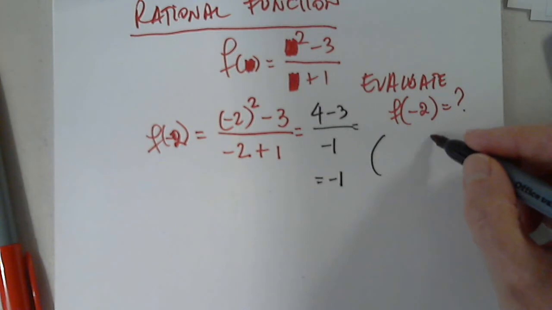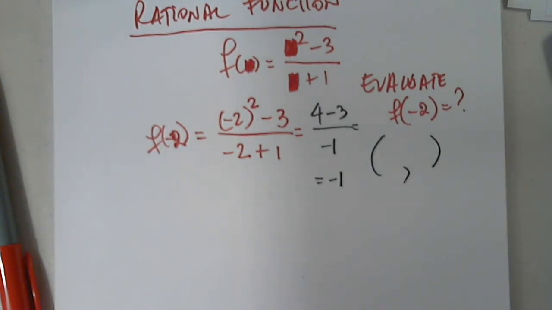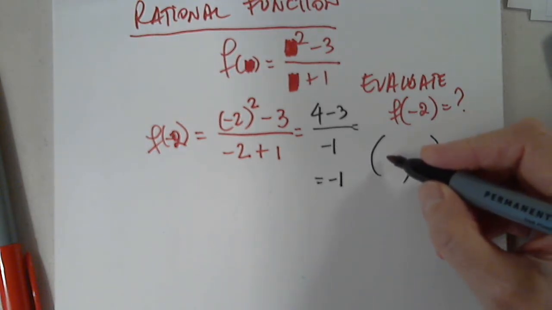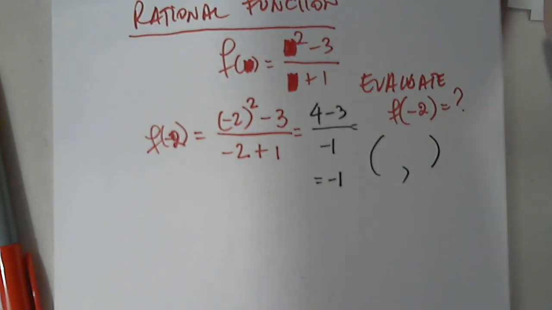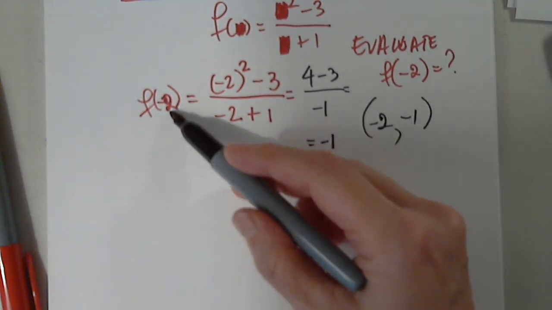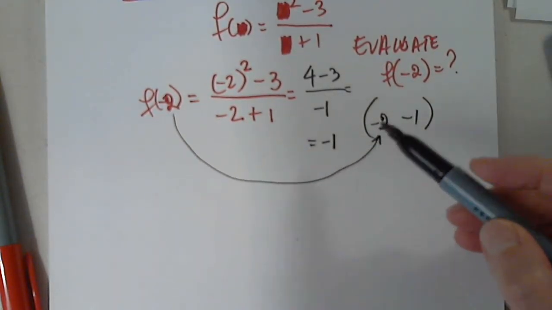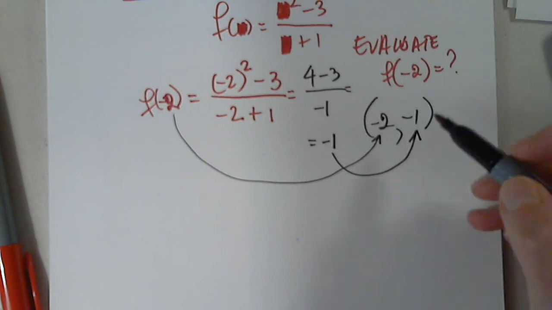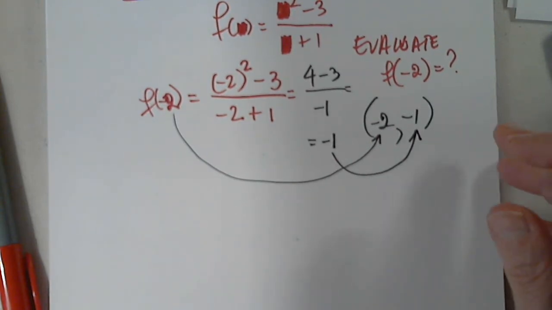Can anyone give us the ordered pair that we just determined? Negative 1, negative 2. Very careful. One more time. Negative 2, negative 1? Yes. X is always first, and Y is always second. Everyone okay with that?